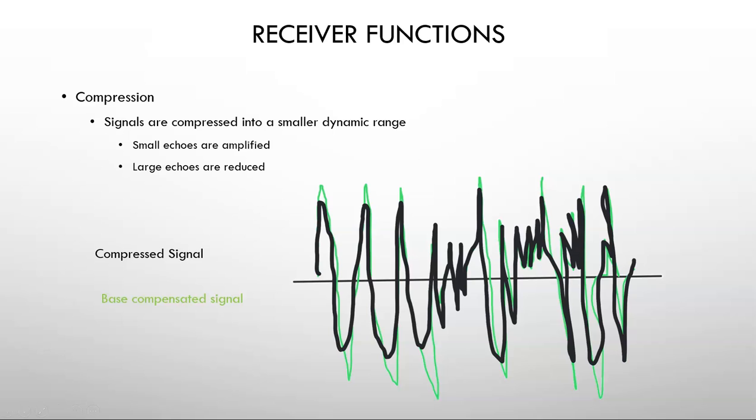Compression is the next receiver function, and what compression does is it takes the signals and compresses them into a smaller dynamic range. Small echoes tend to be amplified, and large echoes are reduced. So in this picture, the green bass compensated signal is then compressed into the black signal, so some of the larger signals become smaller and some of the smaller ones become larger.